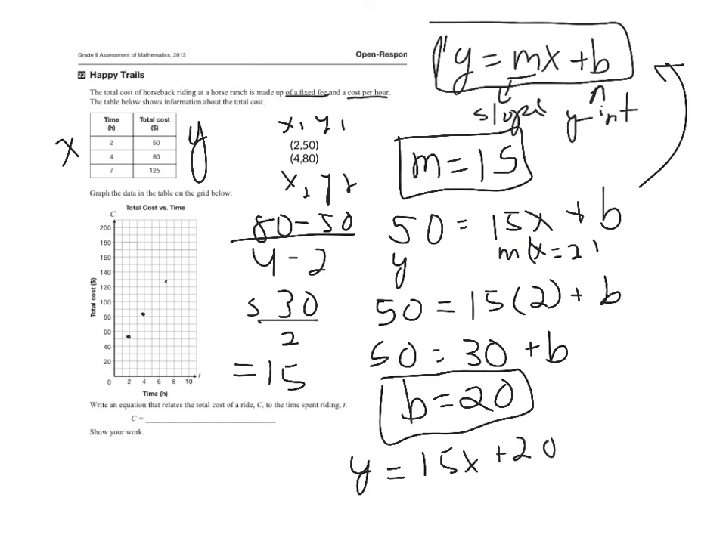There's one more step. Over here, they've already assigned you your variables. So my answer will be c is equal to 15t plus 20. Okay.